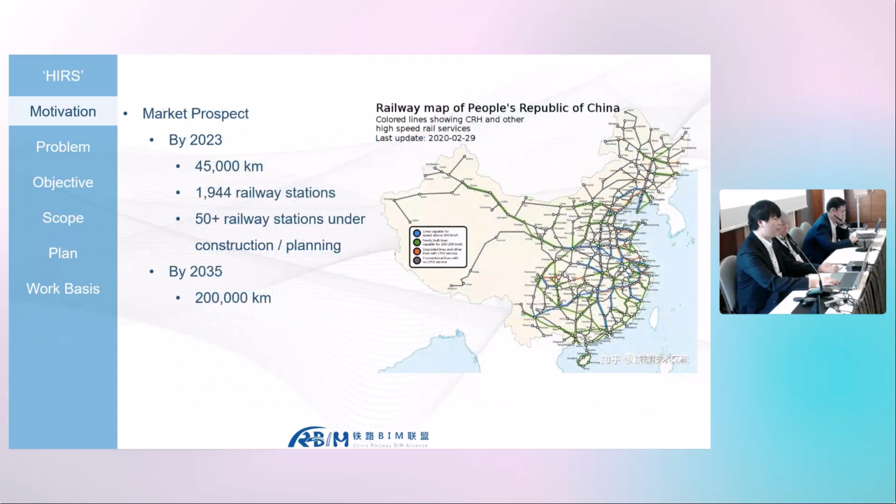We have a huge market in railway. By 2023, we had built 45,000 kilometers of railway and have around 2,000 railway stations. We also have more than 50 railway stations under construction and planning by 2035. The number will increase just for China, let alone the whole world.